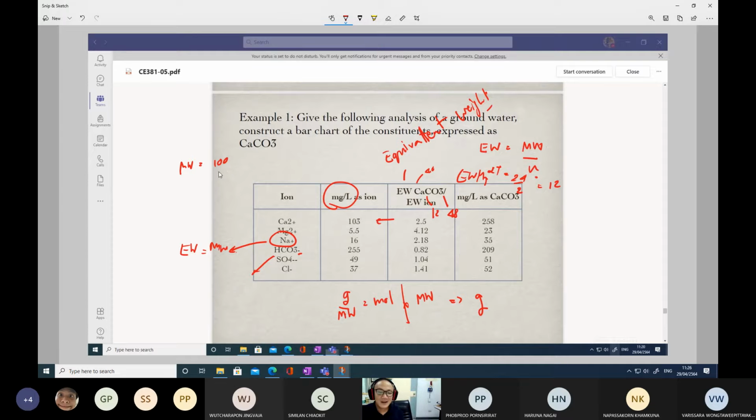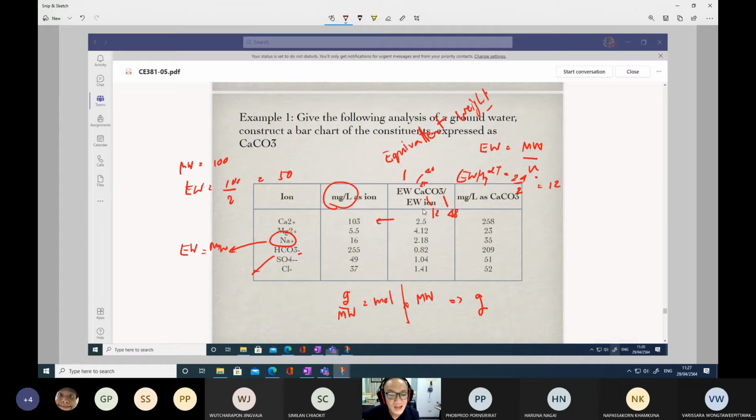But how many ions can be exchanged for the calcium carbonate? And here you will find, it originated from the combination of calcium 2 plus and CO3 2 minus negative charge ion. So two charges can be exchanged. In this case, equivalent weight is equal to 100 divided by 2. So this one is 50. Okay, this one is 50.